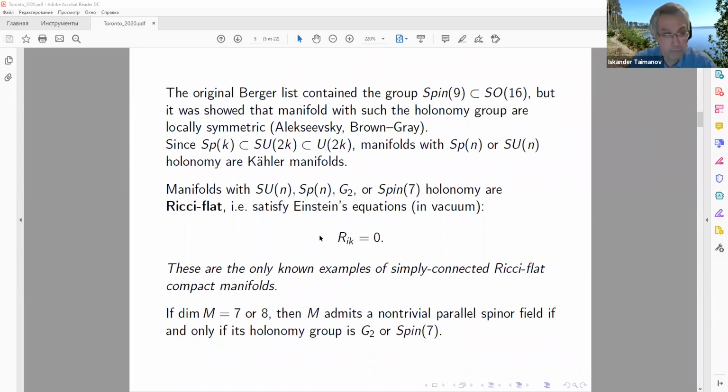The most interesting property of manifolds with the groups SU(n), Sp(n), G2 and Spin(7) consists in the fact that holonomy of such a type implies that the metric satisfies Einstein equations in vacuum. So these manifolds are Ricci flat. It appears that up to now, these are the only known examples of simply connected Ricci flat compact manifolds. If I were to speak about non-simply connected, of course, there are examples of flat tori and similar ones. But if I speak about simply connected, these are the only known examples.